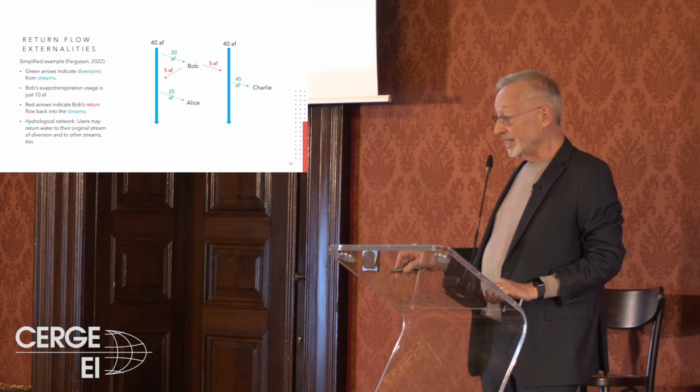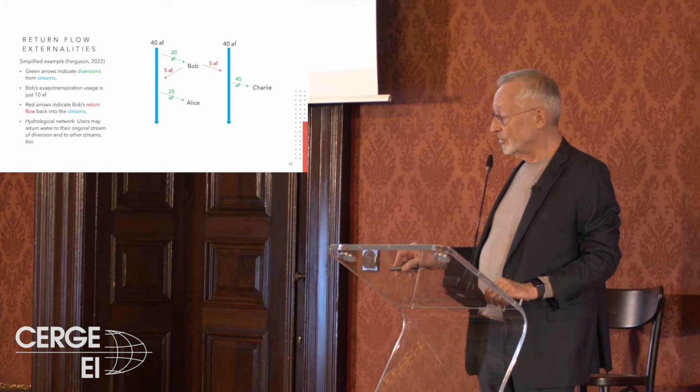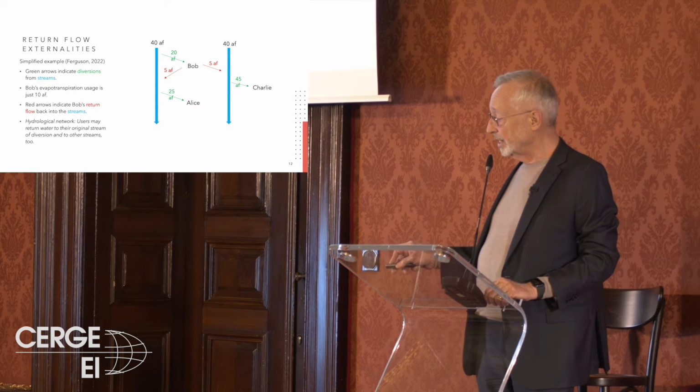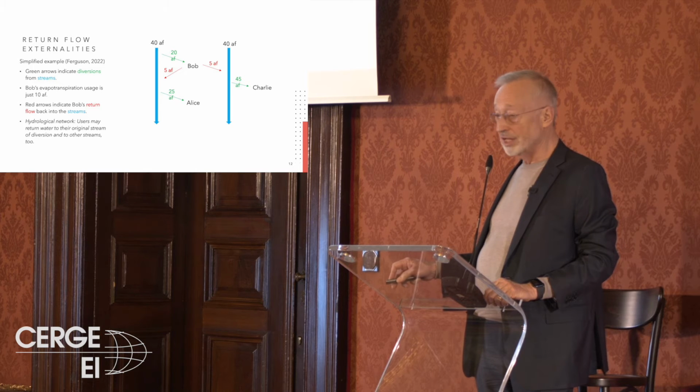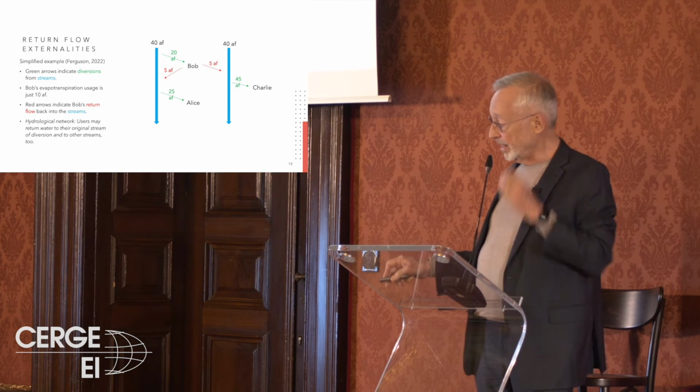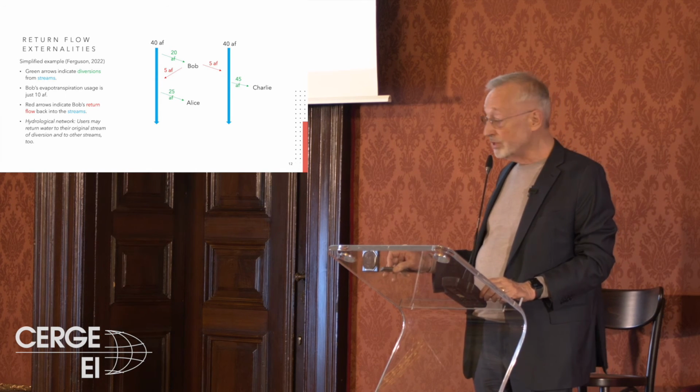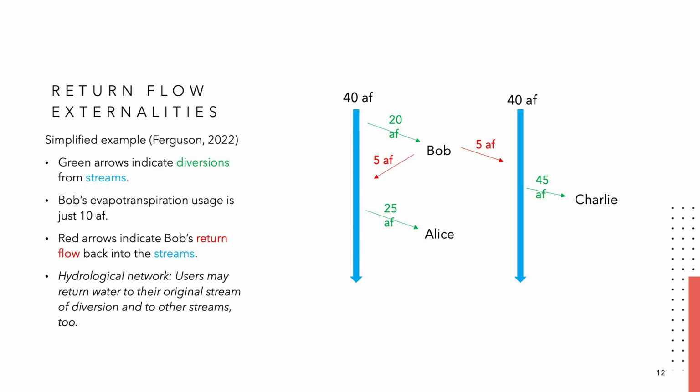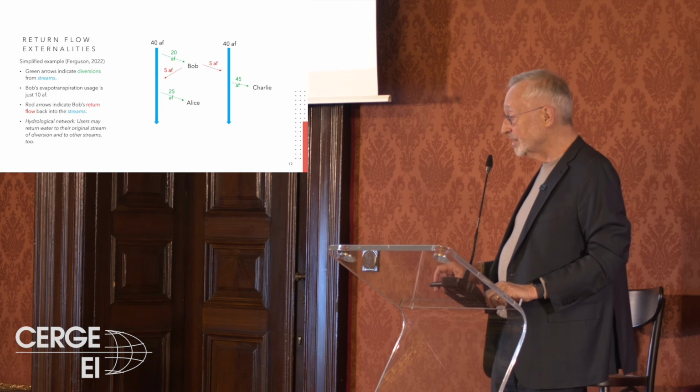So this is a simplified example that Billy created to show how this might work. Here's two small streams, they have 40 acre-feet or 40,000 acre-feet, as you like, that are coming down the streams. And the green arrows represent diversions. We have Alice, Bob, and Charlie, and they have diversion rights for 25, 20, and 45. And you can see, of course, there aren't 45 coming down the stream, and there's not 45 coming down that stream, so you might wonder how that works. Well, it works like this.